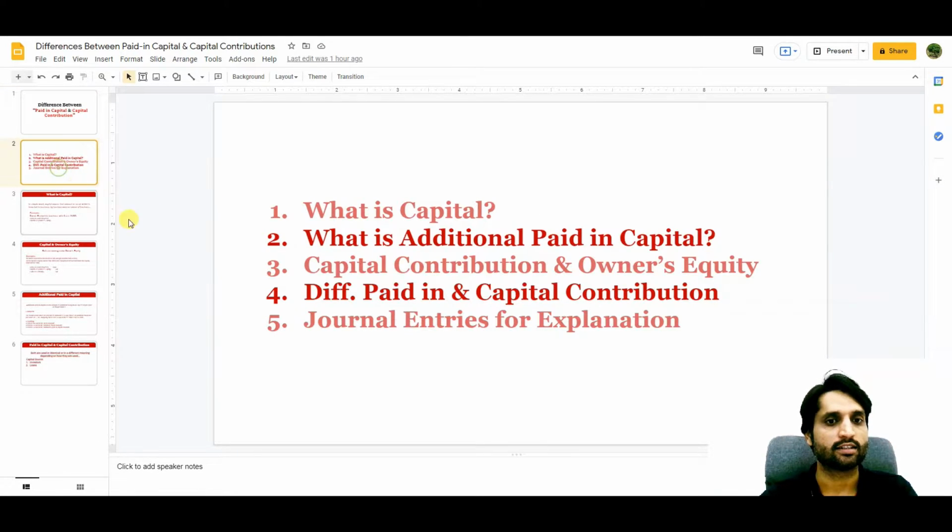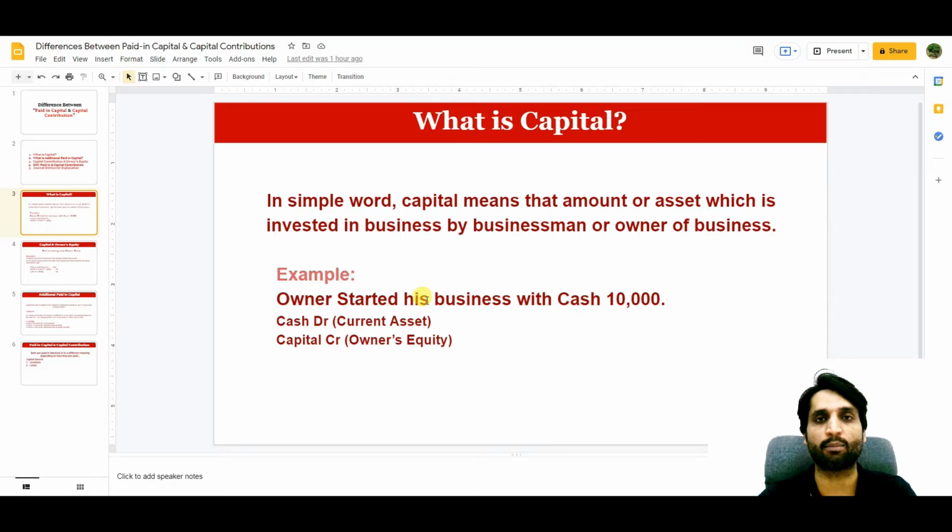So let's start. We will see first what is capital and what is additional paid-in capital, capital contribution and owner's equity, what is the logic behind them, and the difference between paid-in capital and capital contribution. We will see all of these things with the help of journal entries for explanation, so everyone will understand this concept very easily.